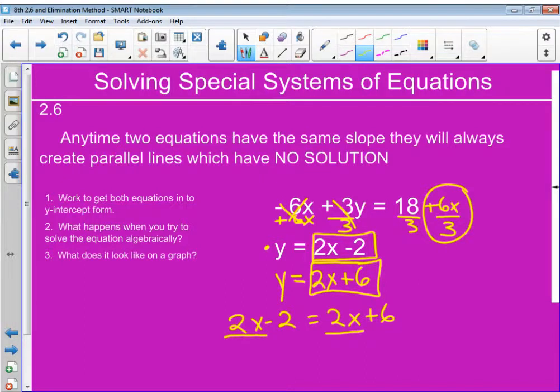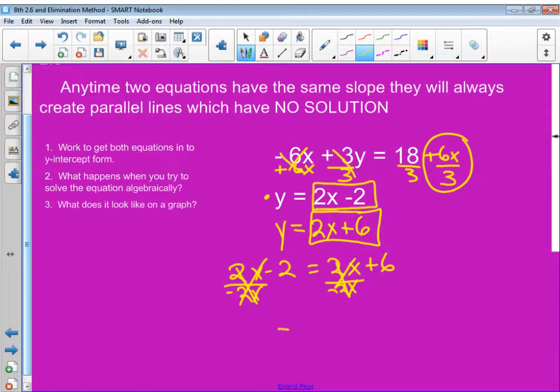Now, normally you would say, okay, get your x's to the other side. It would be minus 2 minus 2x, and they cancel each other out. So anytime you see the exact same slope, they have to both be positive or both be negative, and the numbers in front of the x have to be the same. That means they're going to cancel each other out. Now I can focus on just these two numbers: negative 2 equal to 6. Is negative 2 equal to 6? No. Then that's when we would say, back in chapter 1, this was a no solution.